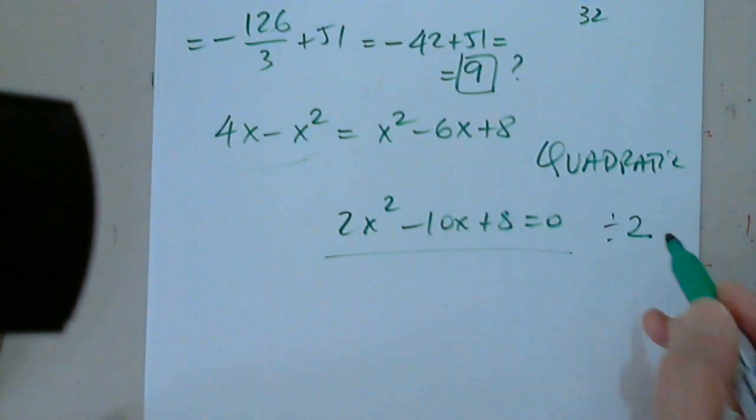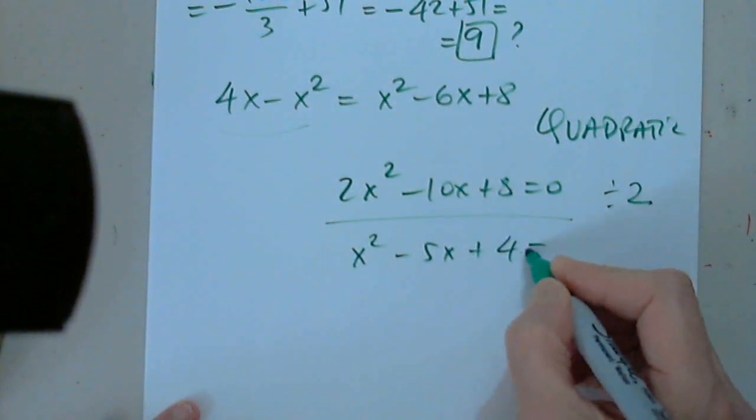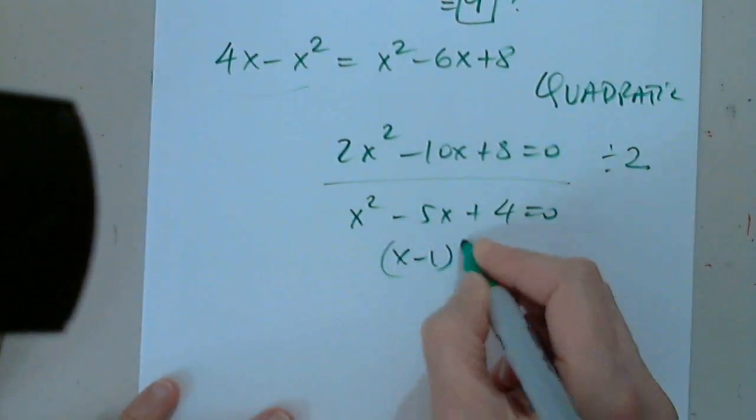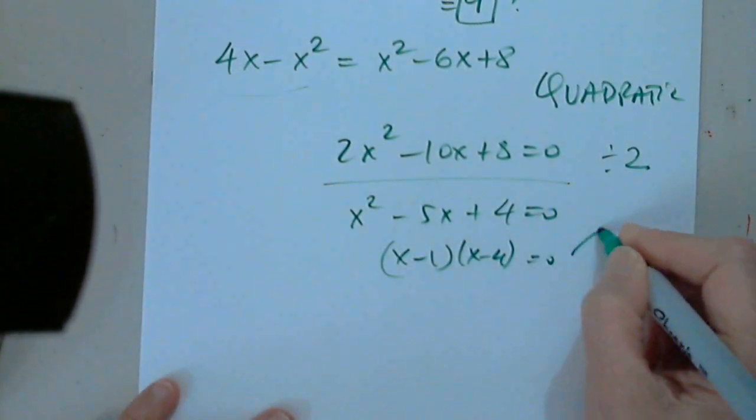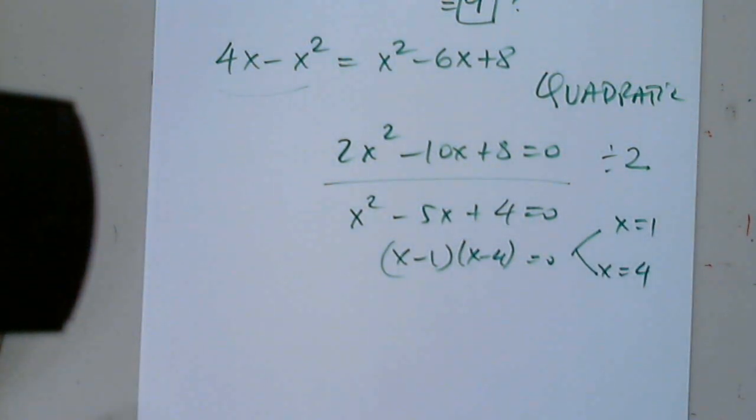We will divide both sides by 2, of course. X squared minus 5x plus 4 equals 0. And yes, x minus 1, x minus 4. And that's clear. X equals 1 and x equals 4. So those were correct. Good.